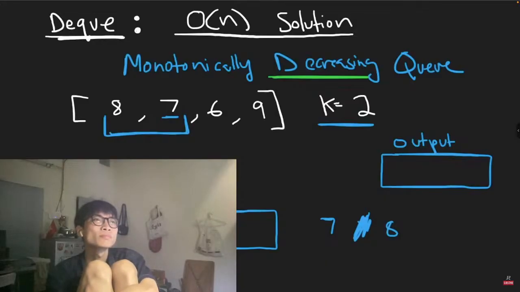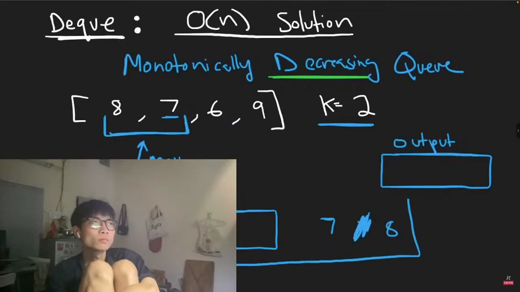They're in decreasing order. So what that tells us is since we want the max value in our sliding window, we can just look at the leftmost value in our deque and then add that to the output. So I'm going to add 8. For the first sliding window, the max value happens to be 8.